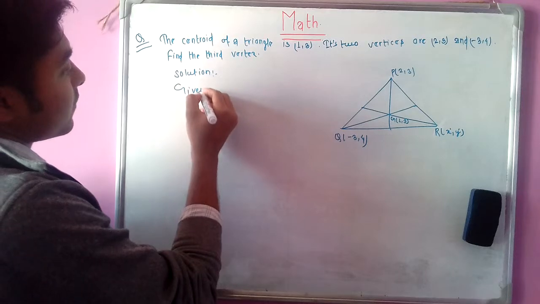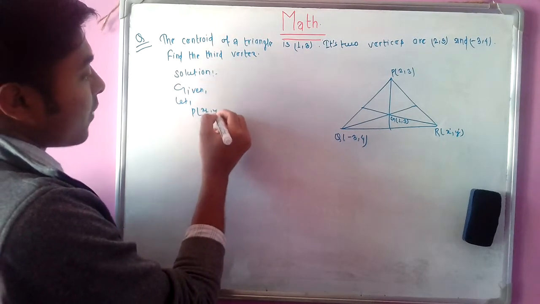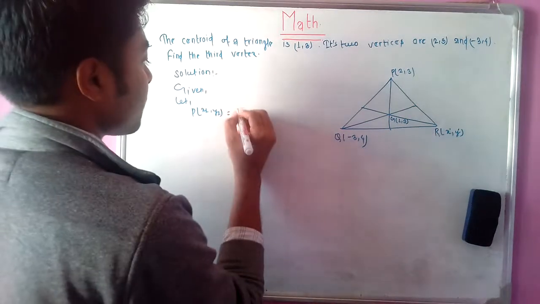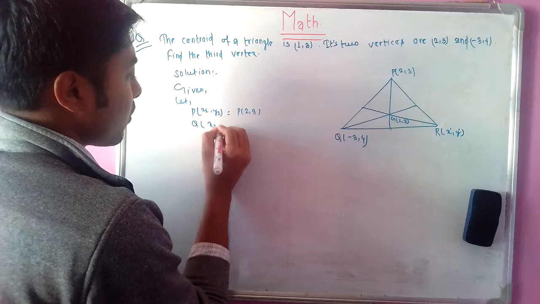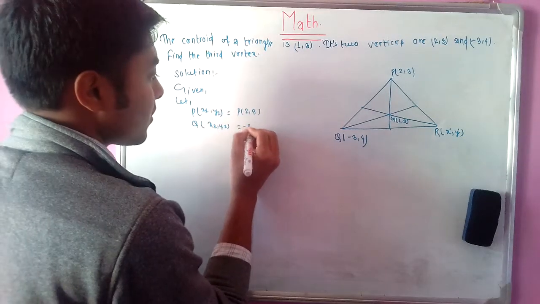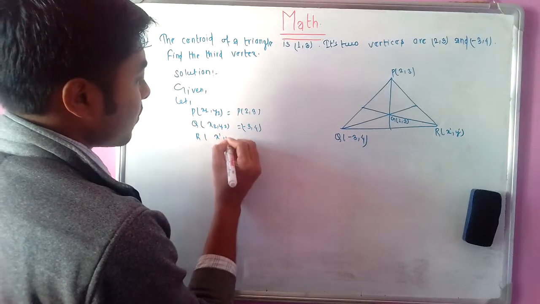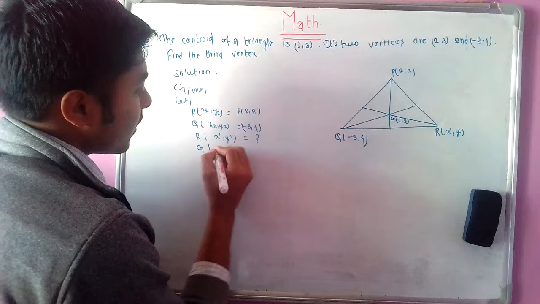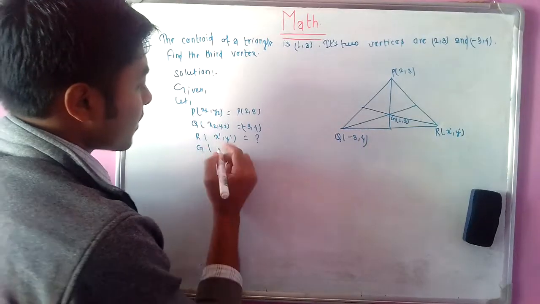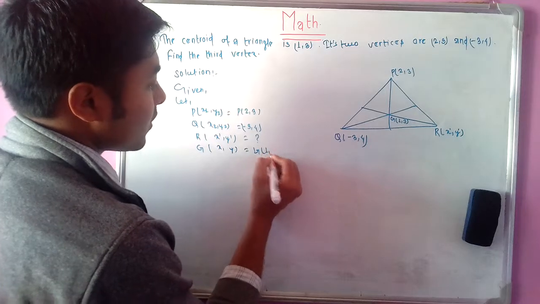Given, let P(x1, y1) equal P(2, 3), Q(x2, y2) equal Q(-3, 4), R(x', y') is what we have to find, and G(x, y) is equal to G(1, 3).